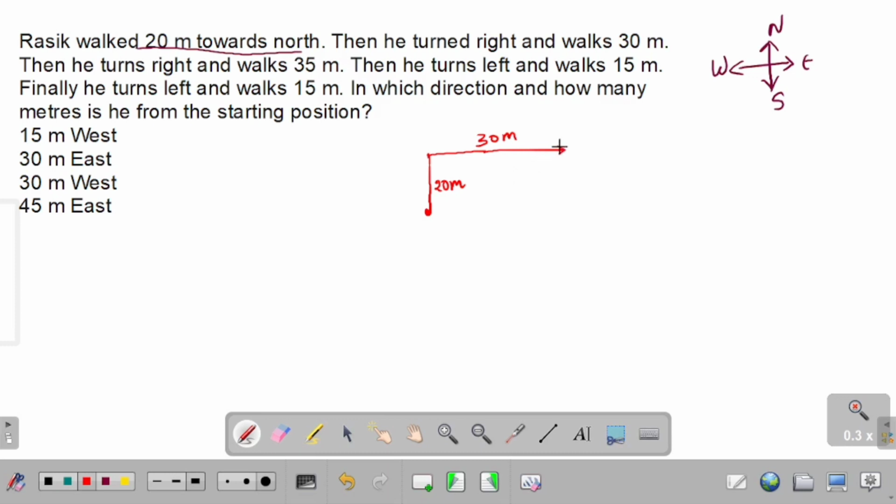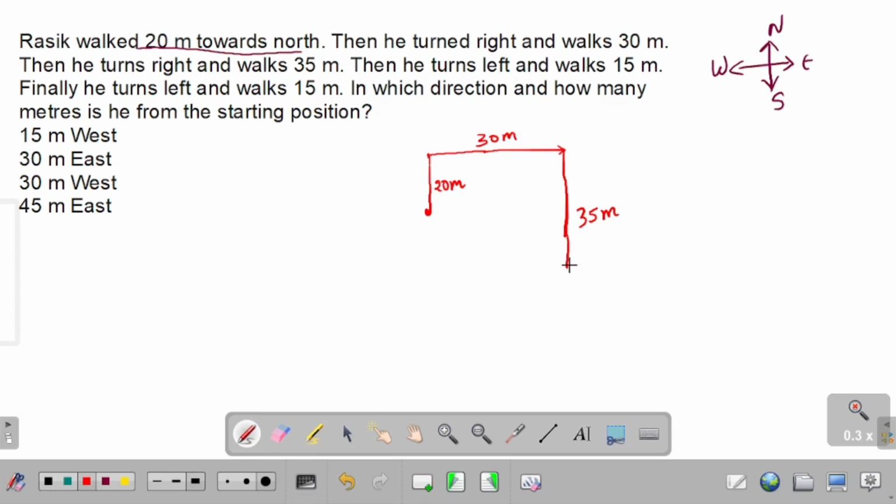So to him, which is the right direction? This is the right direction, right? He is facing toward that side. So if I am facing that side, then this is the right direction, right? Yes. Now he turns right and walks how much? 35 meters distance. Then he turns left and walks 15 meters.